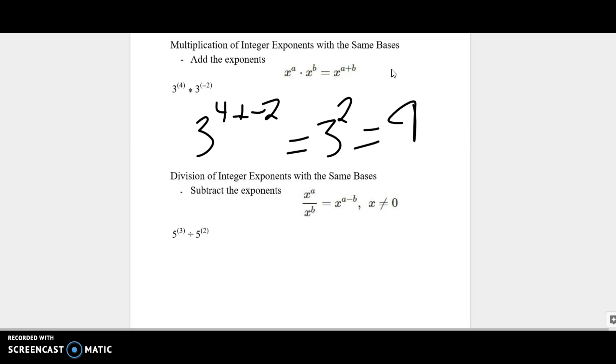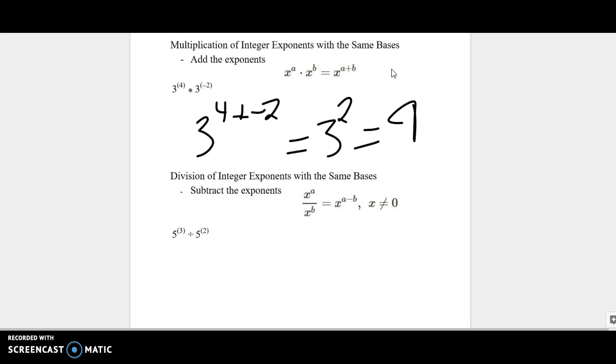Now, on the other hand, we also know how to do division of integer exponents with the same bases. And that looks like x to the a divided by x to the b is the same thing as x to the a minus b, where x does not equal 0 because you can't have 0 in the denominator.